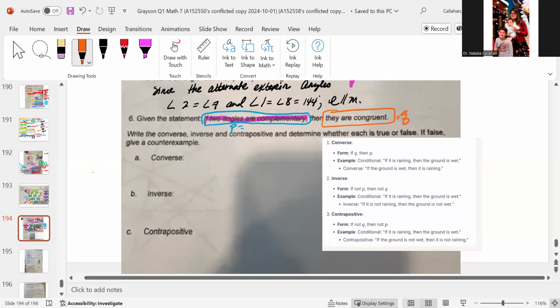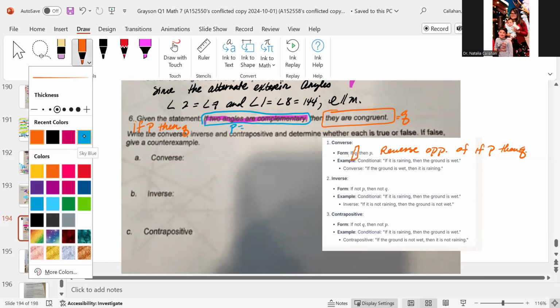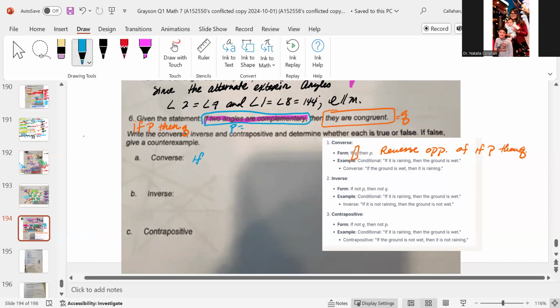Converse is if Q, then P. No, hold on. You have to write the statement first. This part here is saying if P, then Q. If the two angles are complementary, that's P, correct? Then Q, they're congruent, right? The converse is if Q, then P. Do you see how this is now reversed? It's the opposite of if P, then Q. So then I'm going to reword this. If, what's Q?